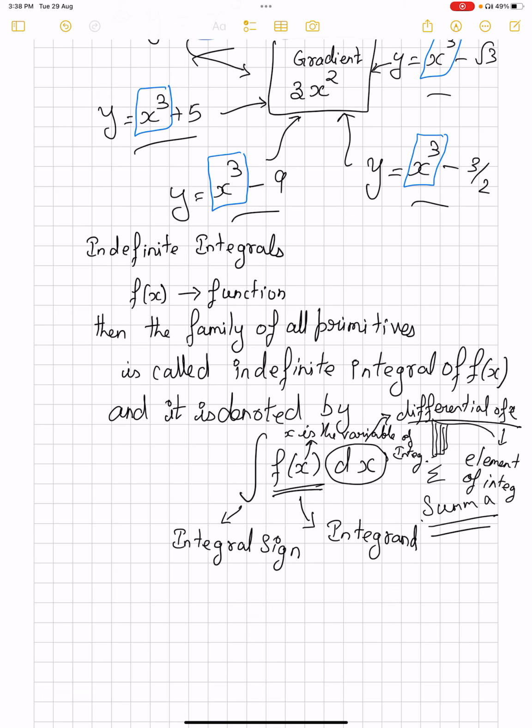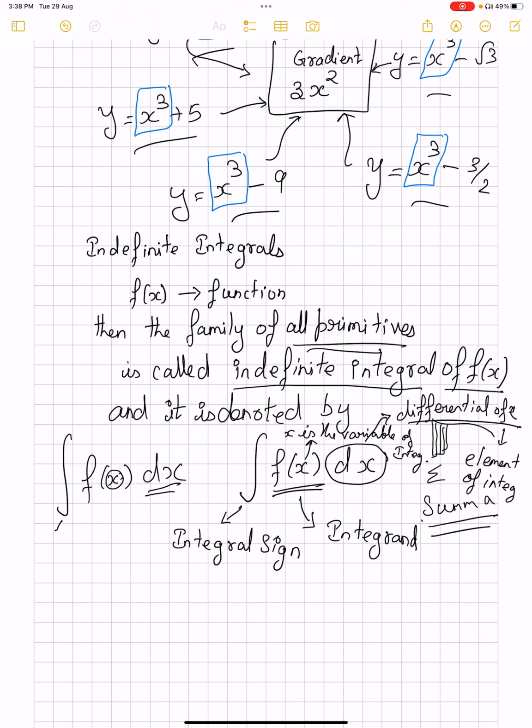So f of x is a given function. Then the family of all the primitives is called the indefinite integral of f of x, and it is denoted by integral f of x dx. This sign is the integration sign, f of x is the integrand, the x inside is the variable of integration, and this dx is called the element of integration. Hope you understood.